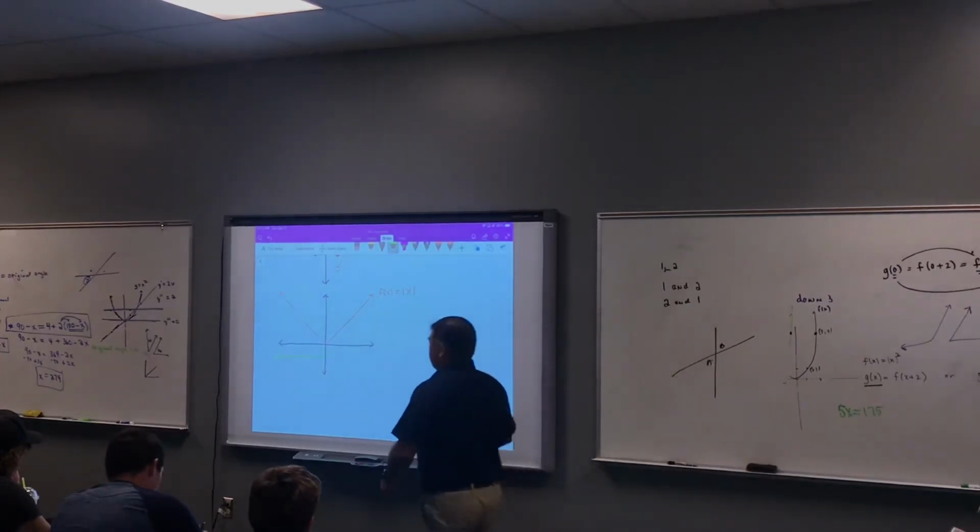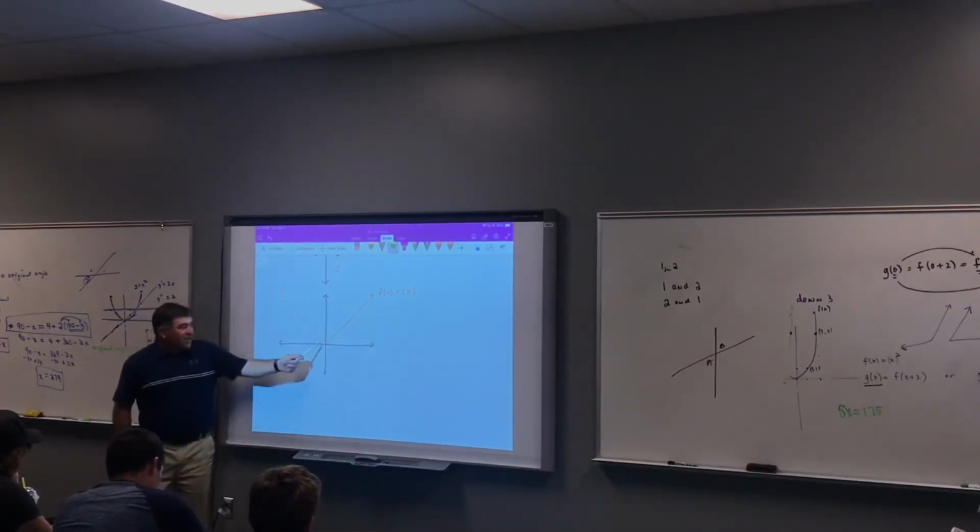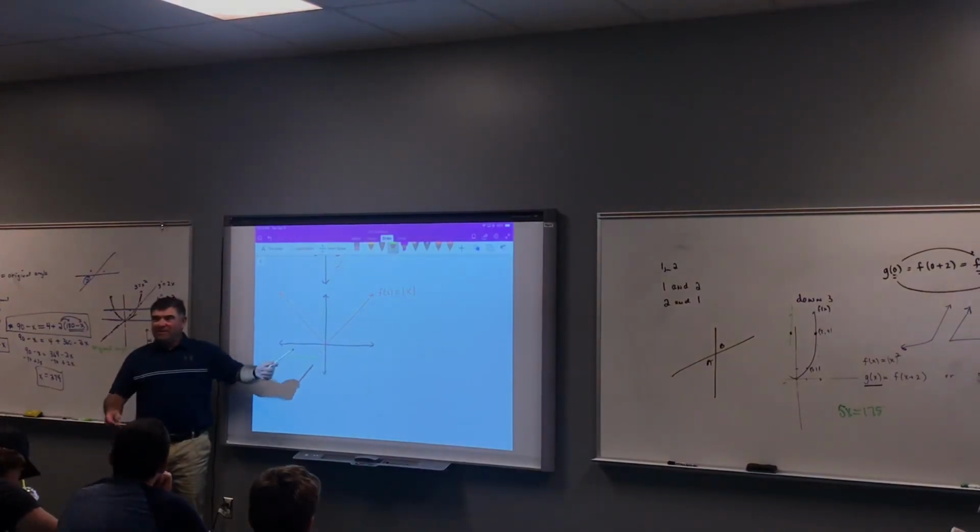Now let's talk about this point right here, where it changes directions. That's a dilemma. Is that really tangent though?